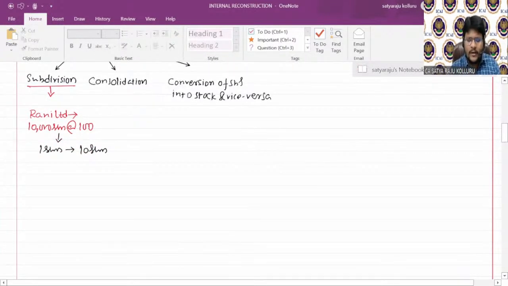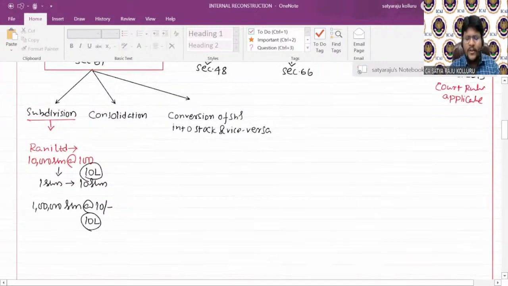Now, after subdivision, in Rani Limited's books, how many equity shares exist? 10,000 into 10 shares, which is equal to 1 lakh shares, at the rate of 10 rupees each. If you observe, earlier 10,000 into 100 rupees, the total paid up capital is 10 lakhs. Now also, 1 lakh into 10 rupees, the total paid up capital is 10 lakhs. That means due to subdivision of shares, there is no change in the total capital with respect to shareholders. The total capital is the same, but there is a change in face value per share, as well as a change in the number of equity shares.